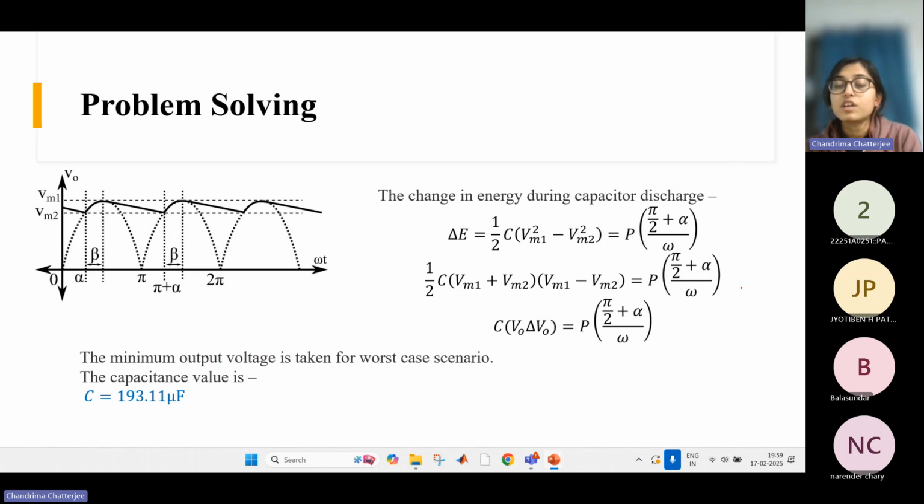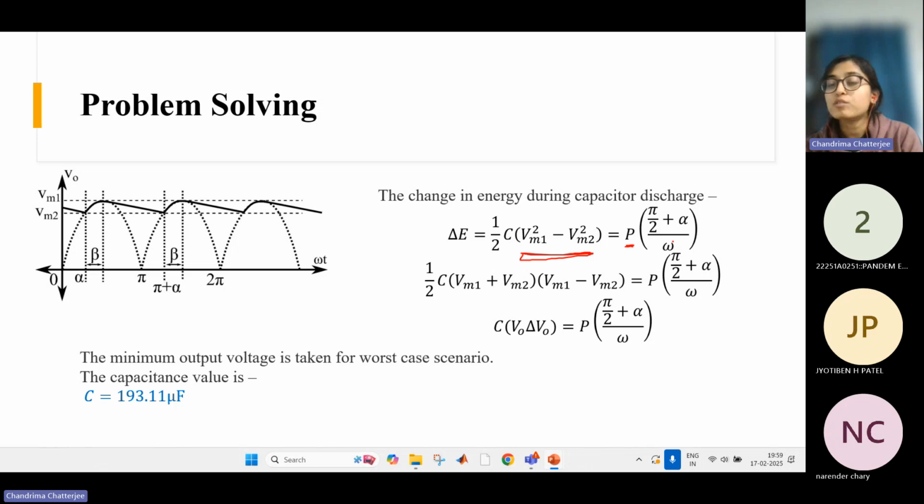So here we know during the discharging condition, the delta is C times Vm1 square minus Vm2 square. This also we saw. This is the energy loss during the discharging period. Energy is power times time, right? So this is our power and this is our time, the duration for the discharging. This is the discharging angle, and divided by omega gives us the time. So like this we can find out this expression.